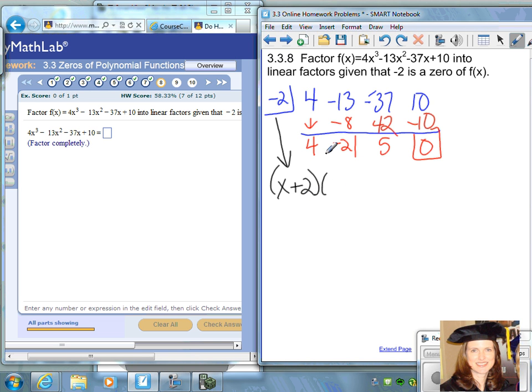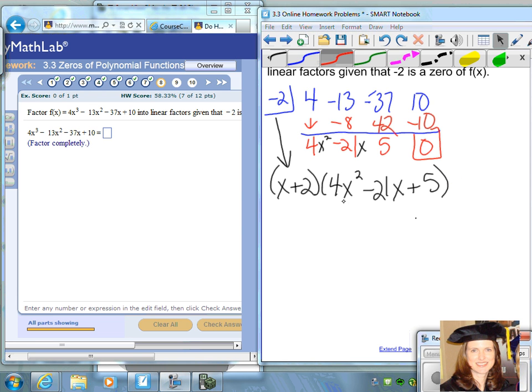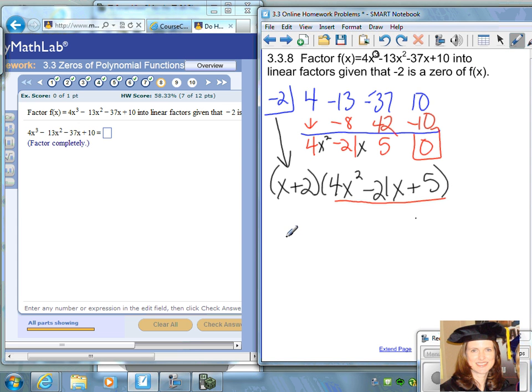And the other factors can be found by using what's under the line in synthetic division. This was an x to the third. So this could be x to the second and an x. So we need to further factor 4x squared minus 21x plus 5. So now I need to factor this. I'm going to use the AC method. The AC method for factoring 4x squared minus 21x plus 5.